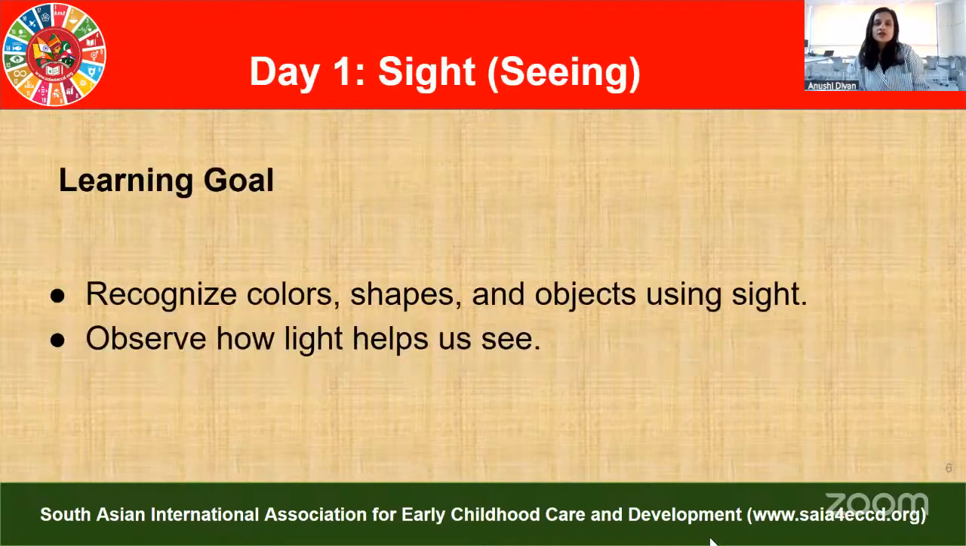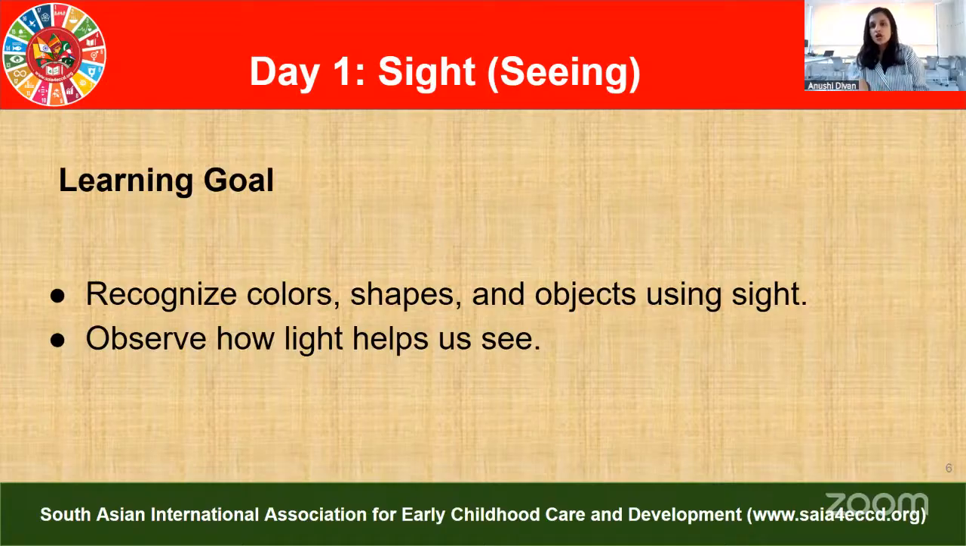So what we'll do is go day-wise, and for every day, I'll suggest a learning goal and an activity to support the learning goal. So day one is sight, which is your eyes seeing. And the learning goal for this particular day can be to recognize colors, shapes, and objects.